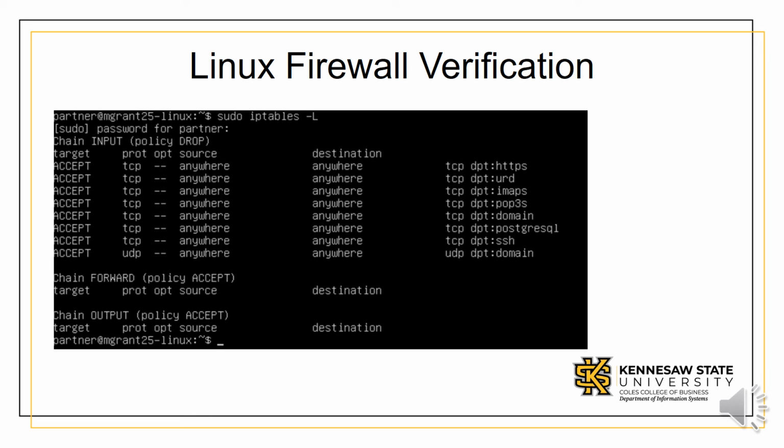Linux firewall verification. This screenshot shows the sudo iptables -L command, which is used to verify the Linux firewall. This shows the input chain, aka policy, has been set to drop. It also lists all the rules associated with the services that have been installed.